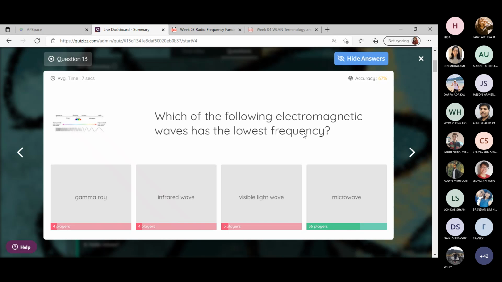Okay, next one. Which of the following electromagnetic waves has the lowest frequency? Lowest frequency, of course, microwave, because the rest, all of this is high. Right, next one.